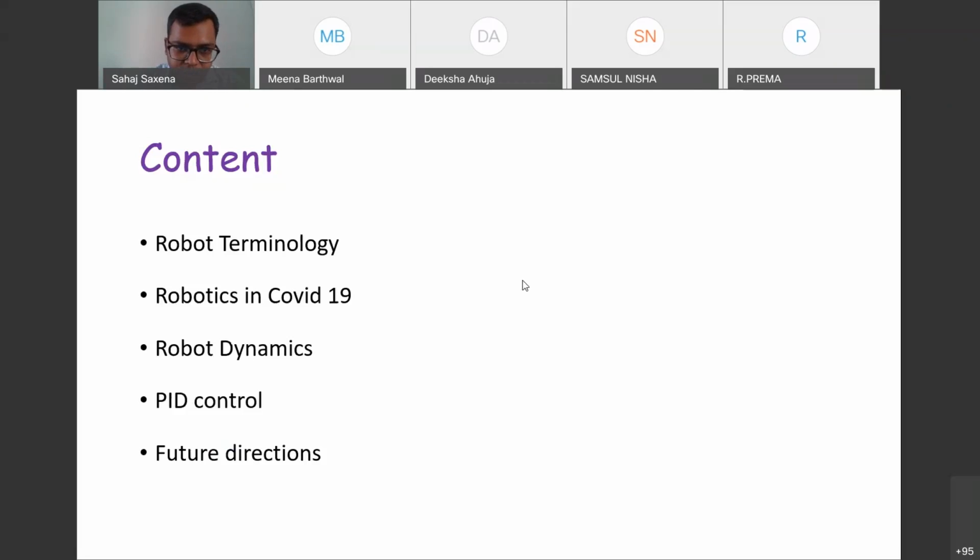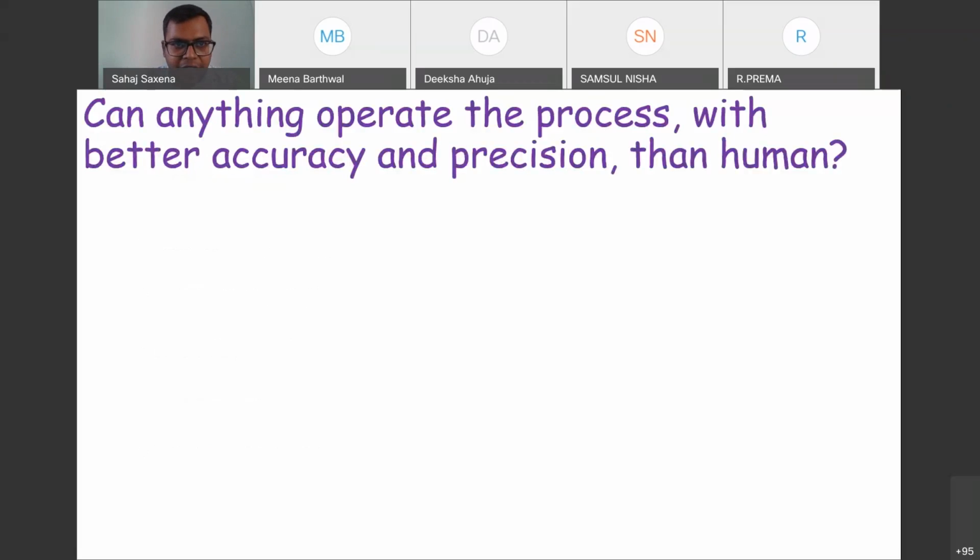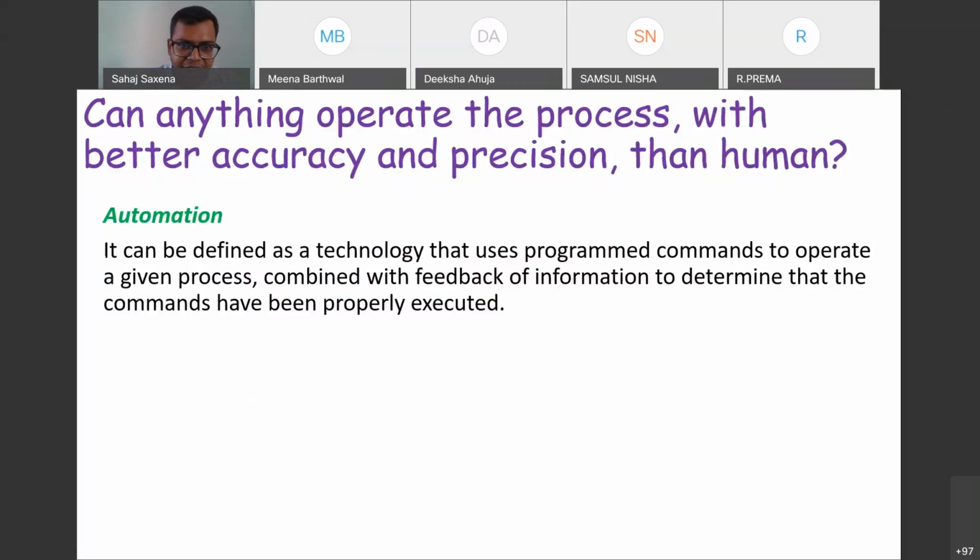Okay, so the very first question is: can anything operate a process with better accuracy and precision than a human? The very first answer is yes. And how? It is through automation. So what is automation? It can be defined as a technology that uses program commands to operate a given process, combined with feedback of information to determine that the commands have been properly executed. Right? This is a very standard definition of automation.